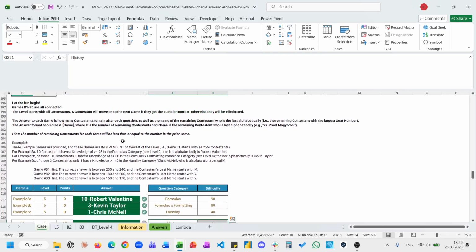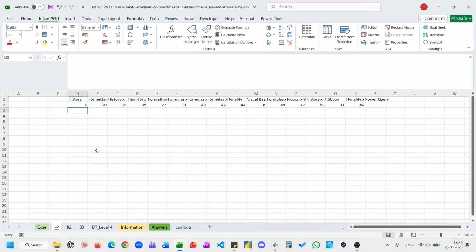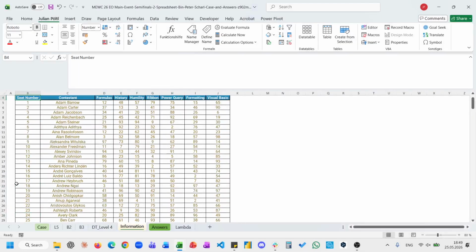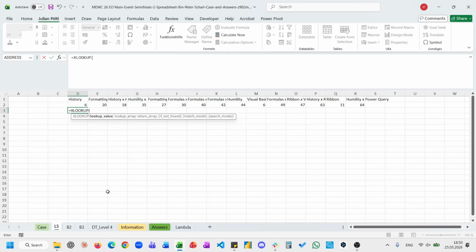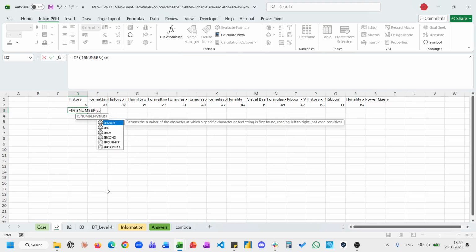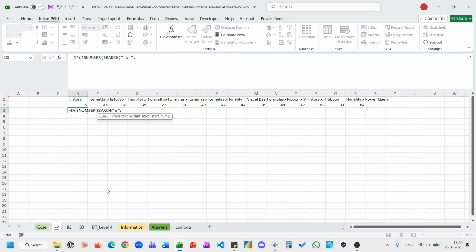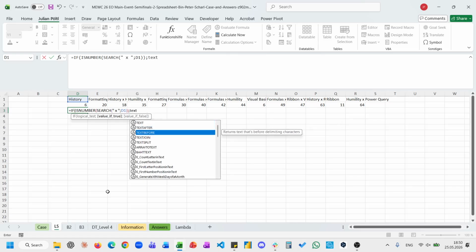So how many are remaining? Then sorting what is remaining. I first said, okay, we have here like 200 players or something, 256. Is there anything remaining? And I used then the number. So XLOOKUP, or if is number, let's do it correctly, we search for space and X because there are multiple categories. Then you have to use text before.